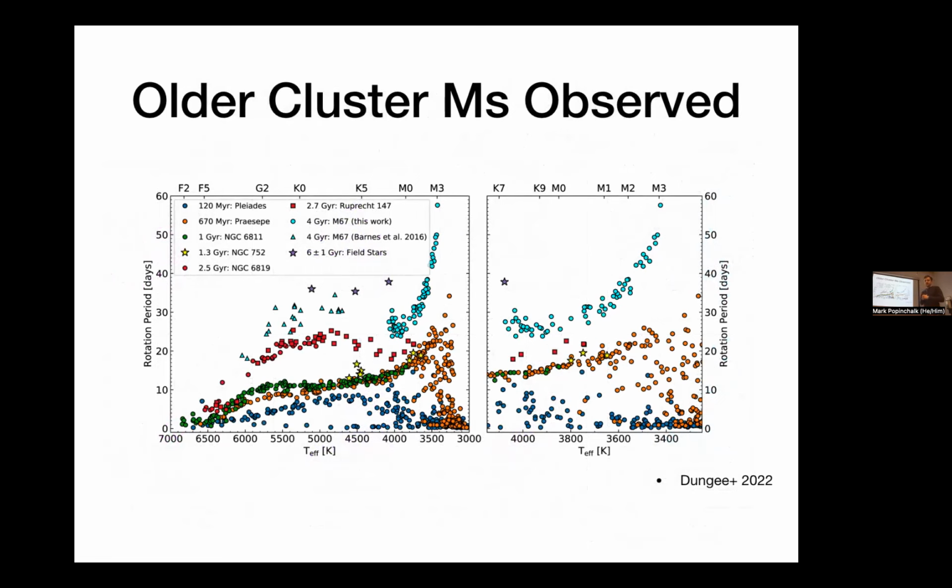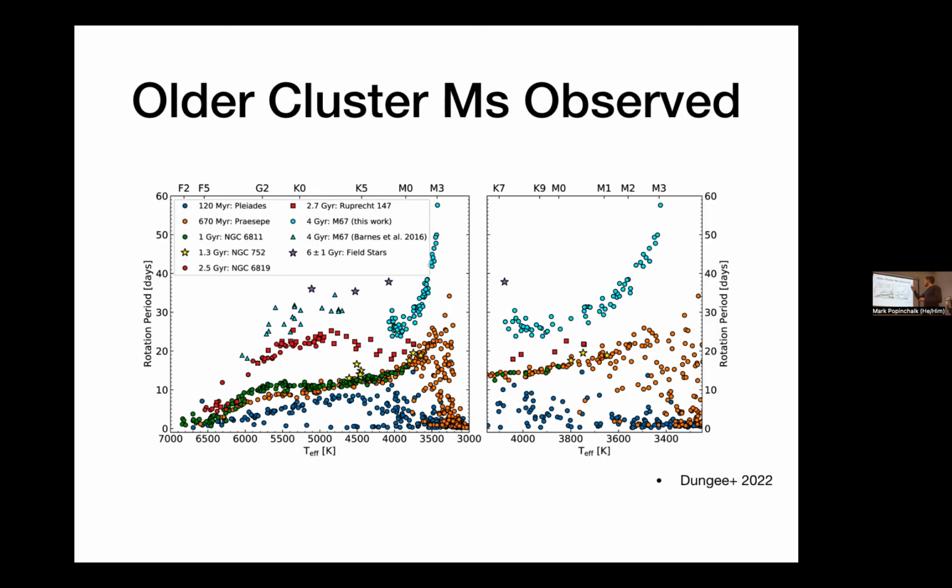Since I made this paper, Ryan Dungey used a ground-based survey to measure rotation periods for a 4 billion-year-old cluster, M67, which is really exciting. I should point out the reason we don't have more older clusters in these M-dwarfs is because they're faint and hard to observe. And so this was a really monumental task by Ryan to measure these rotation periods.